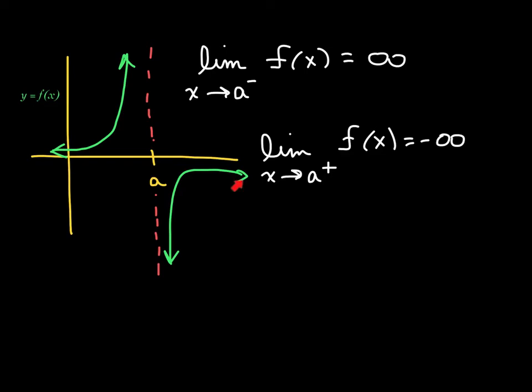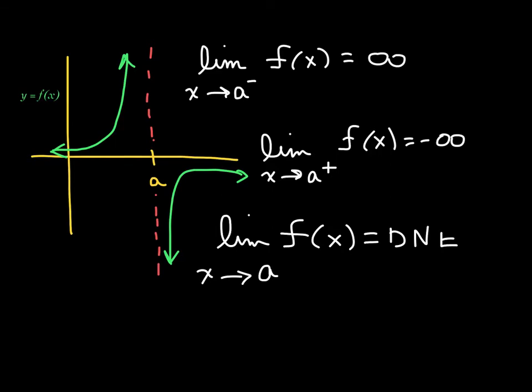The limit as x approaches a from the right is negative infinity, because the function values decrease without bound. Notice here that these one-sided limits are different. Therefore, we can say that the two-sided limit as x approaches a for this function does not exist, because they differ. From the left, it's one thing, but from the right, it's something else.